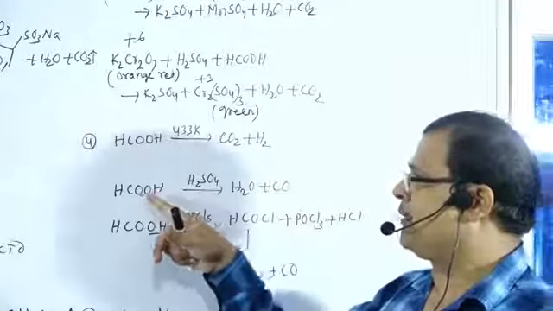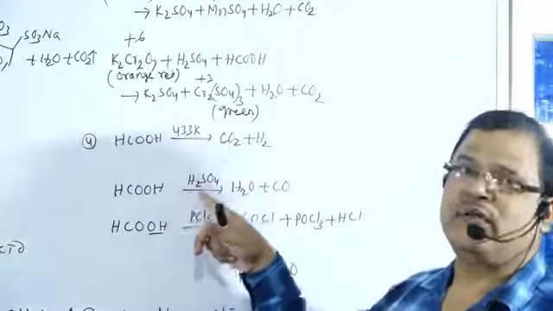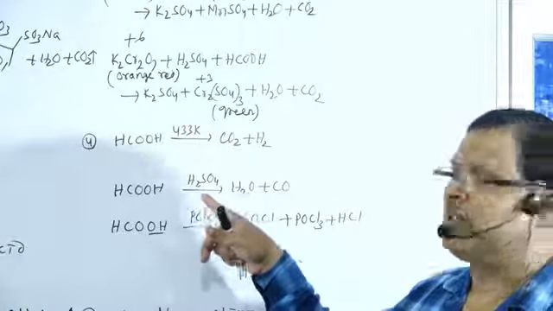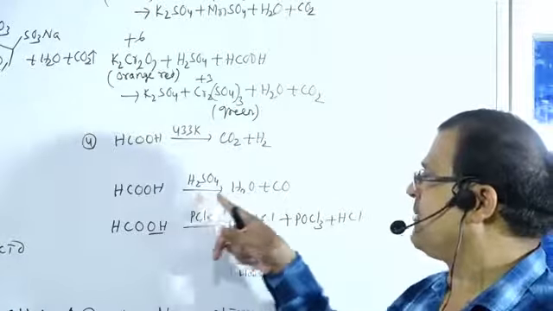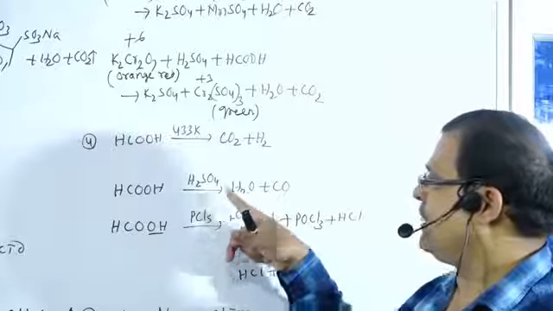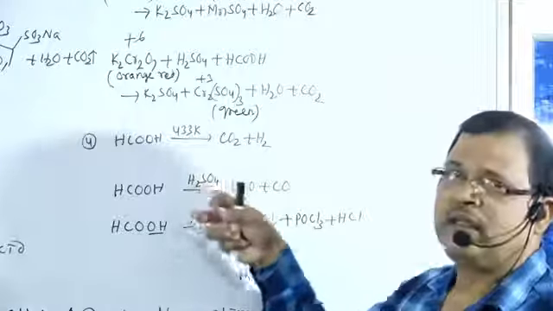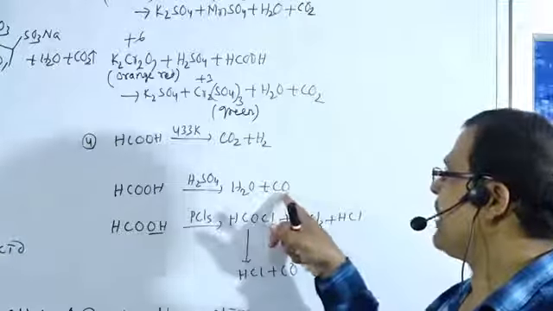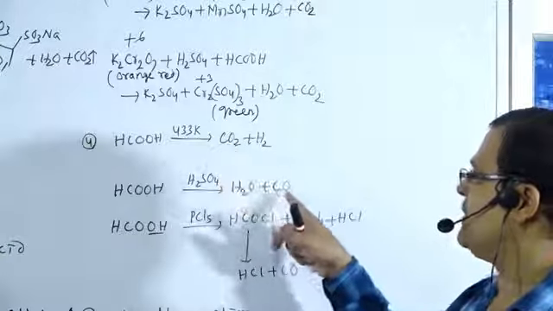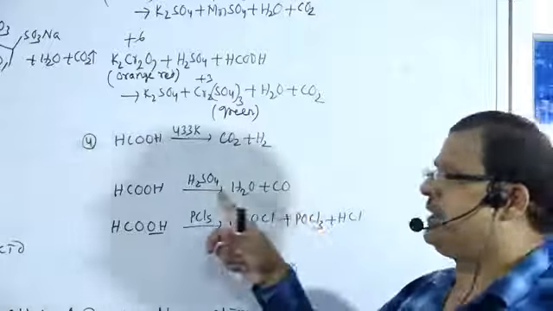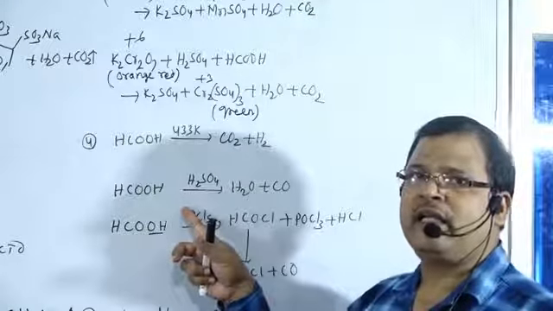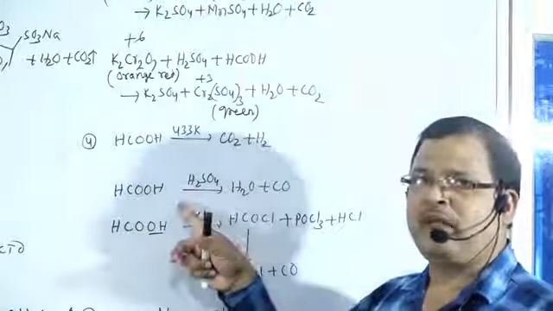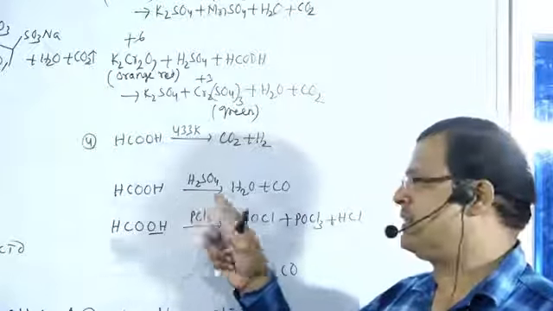But whenever formic acid is treated with a dehydrating agent like sulfuric acid, there is the release of water, as sulfuric acid dehydrates, and the formation of carbon monoxide. In the first case carbon dioxide, in this case carbon monoxide. This reaction explains the dehydrating behavior of sulfuric acid.